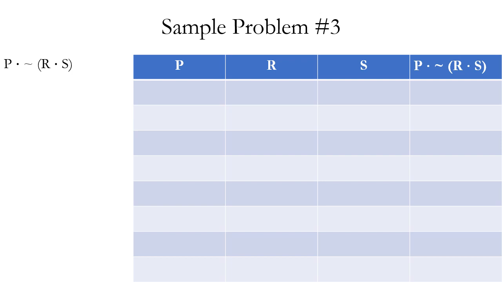Let's begin by assigning truth values underneath our simple propositions. We start with the leftmost column and we alternate half of the rows T and then the remaining half of the rows F. Then when we move to the next column to the right, we divide by 2 the number of T's before we switch to F.